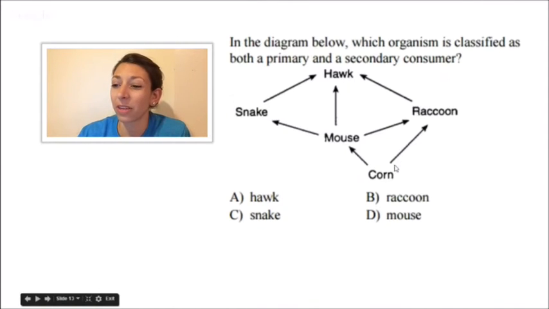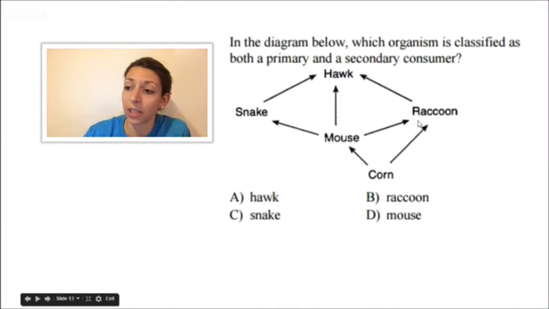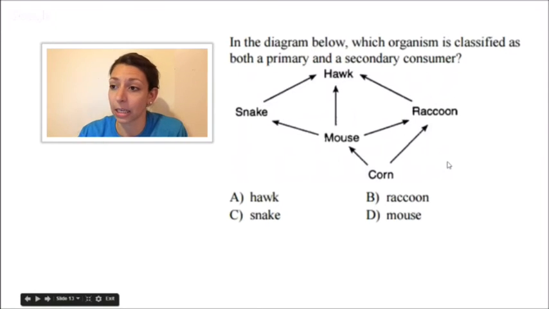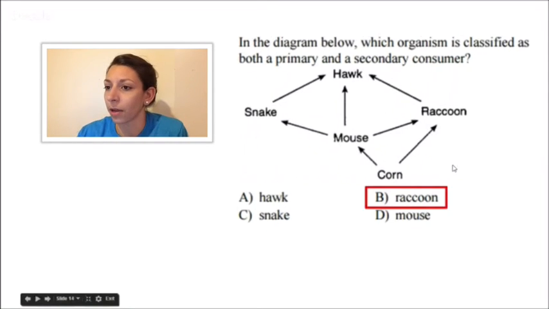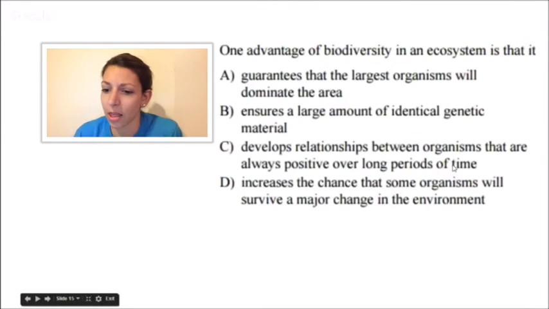The raccoon eats corn, but the raccoon also eats mice, as we see in this particular diagram. So we can say it's a primary consumer because it's the first organism to eat the corn. But it's also a secondary consumer because the mouse will eat the corn and then the mouse will be eaten by the raccoon. So this would be our primary here and our secondary here. So our raccoon is both a primary and secondary consumer. And there we go. All right, one last one, I think.